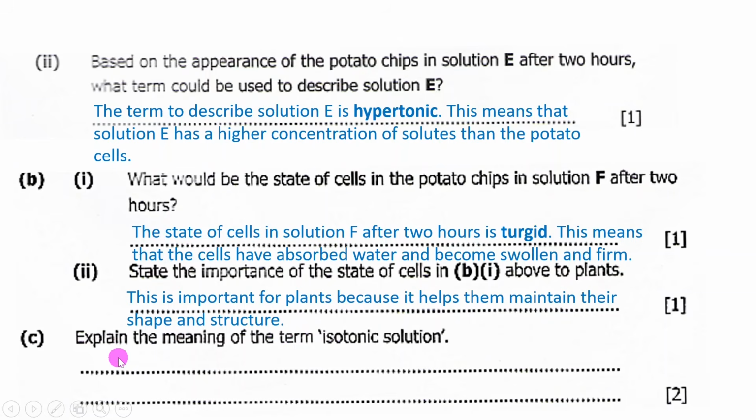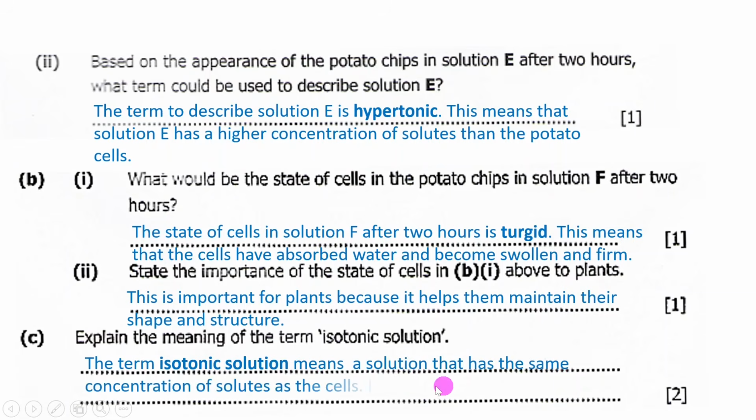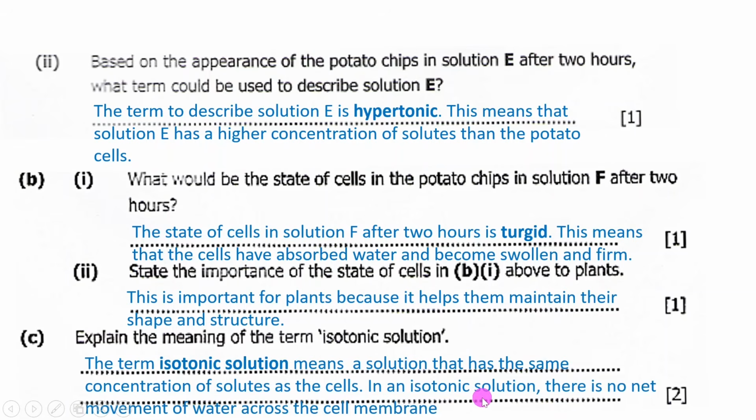Then C says, explain the meaning of the term isotonic solution. Simple. So the term isotonic solution means a solution that has the same concentration of solutes as the cells. In an isotonic solution, there is no net movement of water across the cell membrane.